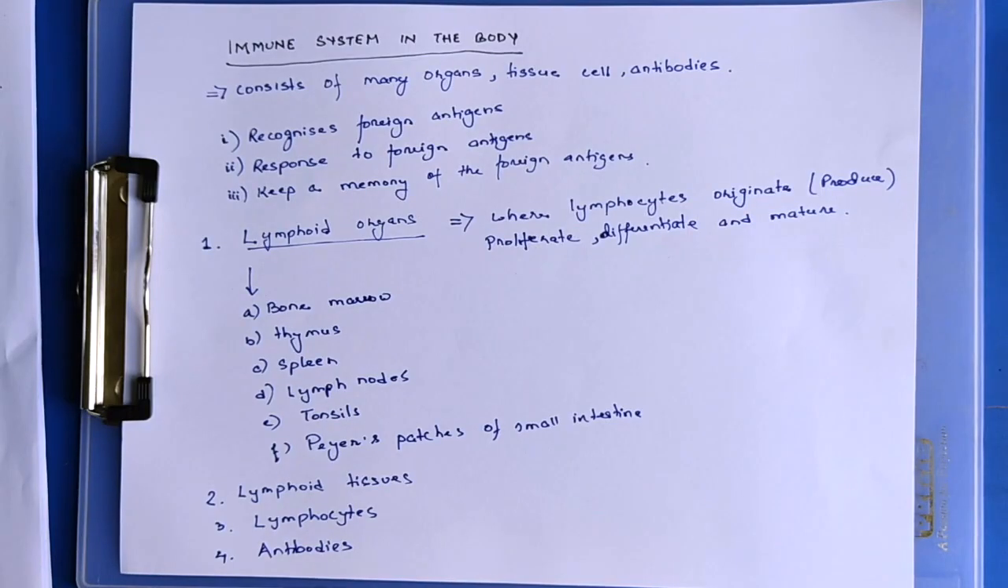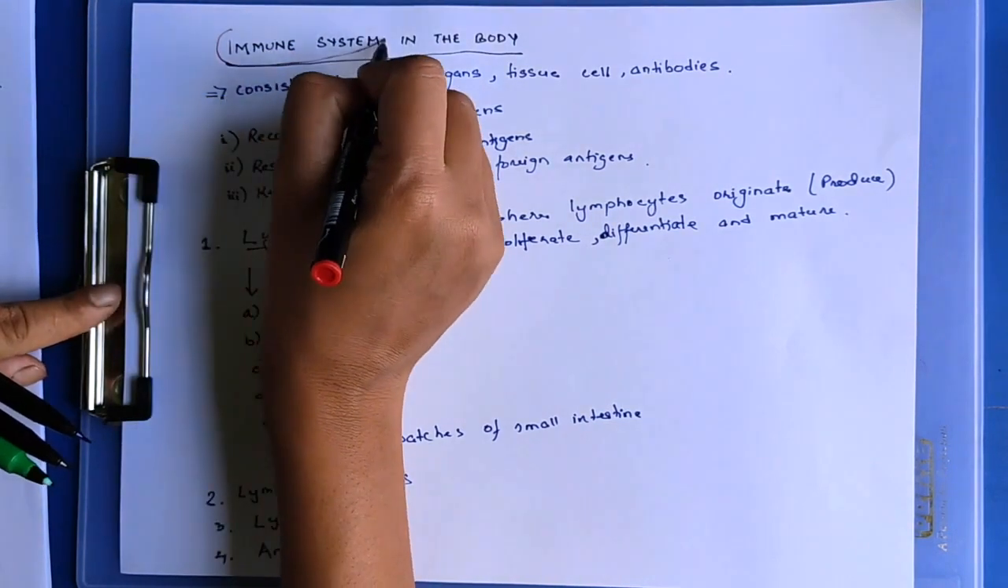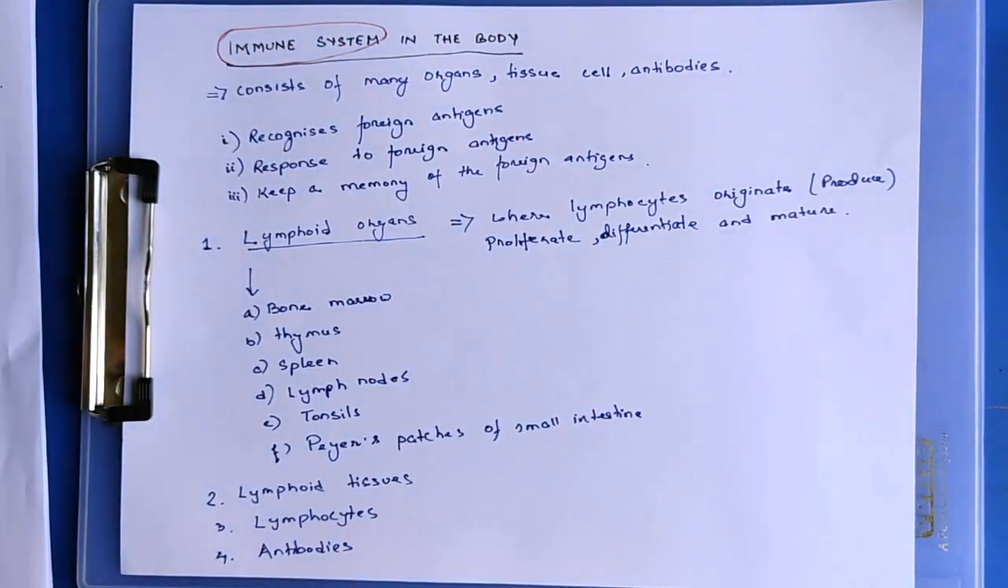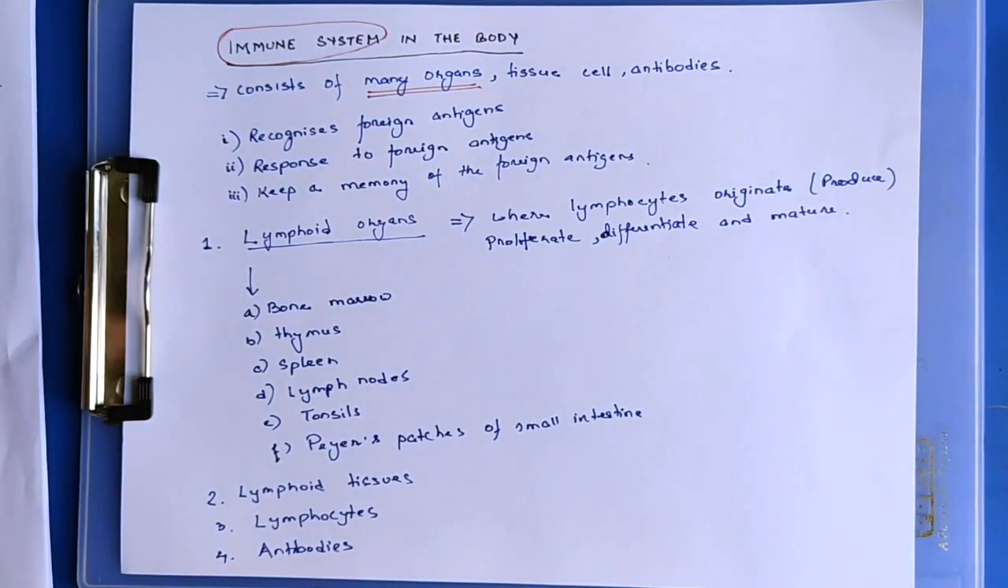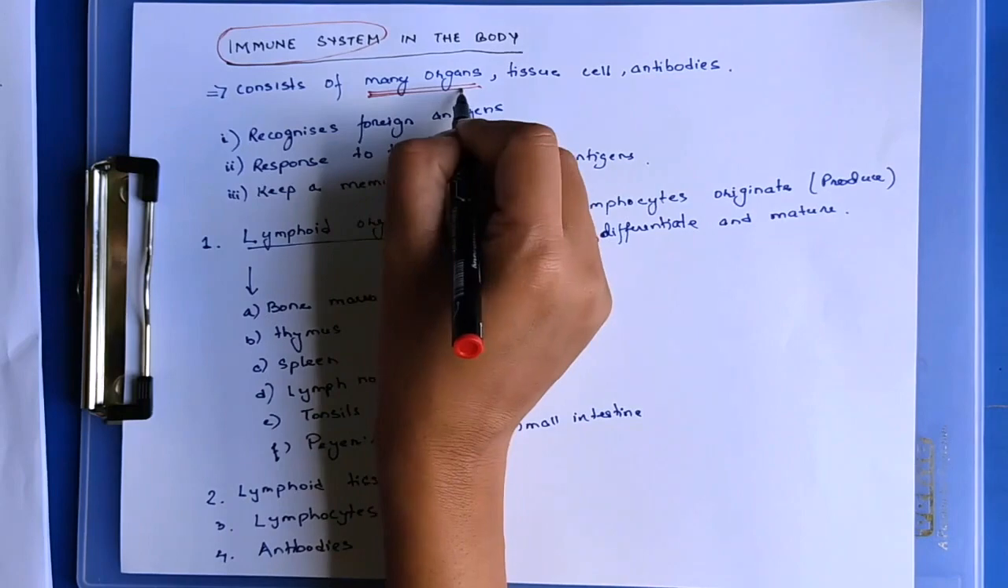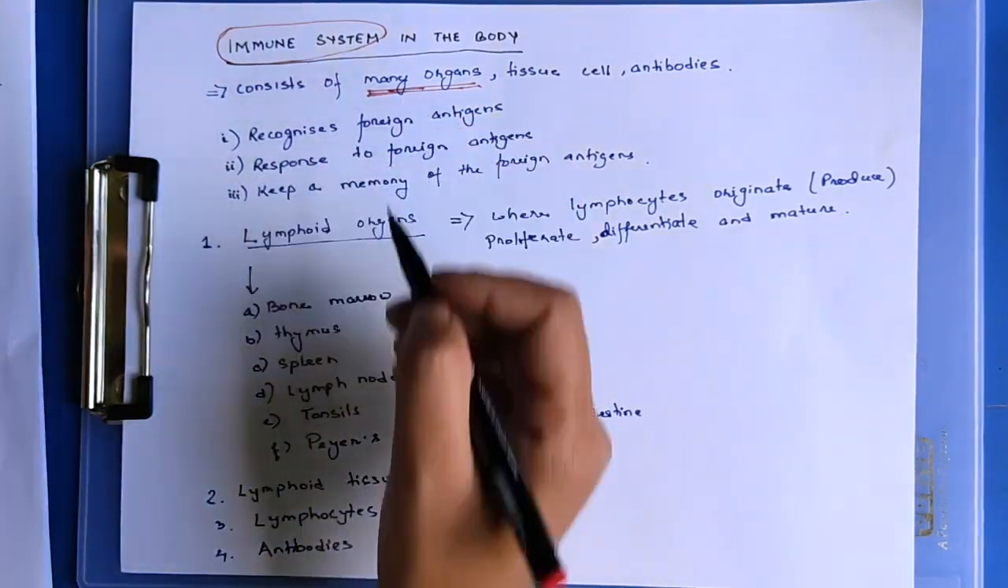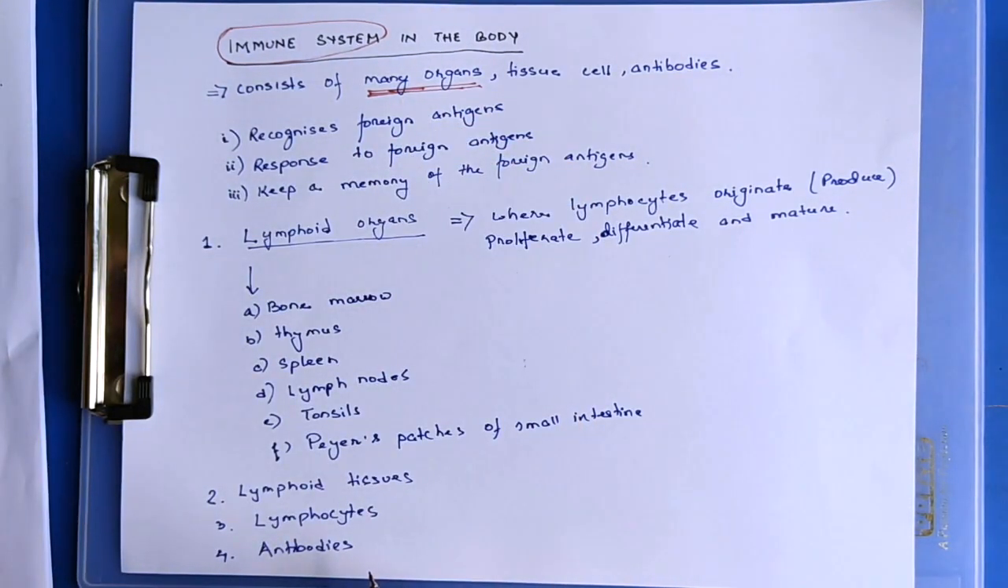The immune system in the body comprises many organs. It consists of many organs, and we are going to discuss these organs.